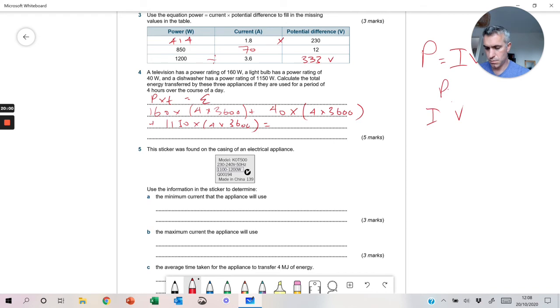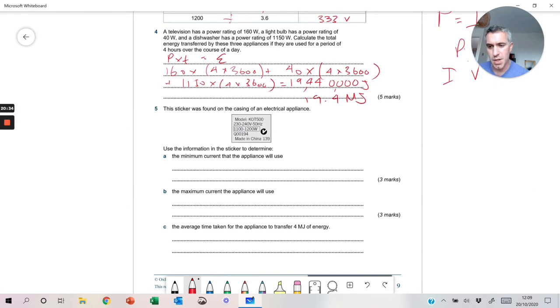Actually, so we've got 160 plus 40 plus 1,150 times 4 times 3,600 equals, what's that in standard form? So it gives us 1,944,000 joules, 119.4 megajoules. Nice.